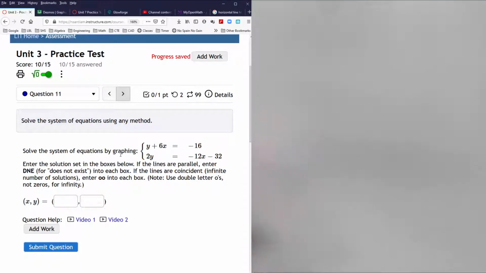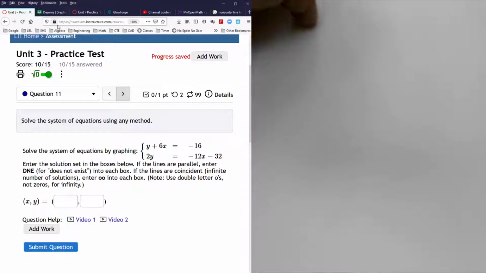So they ask you to solve this by graphing, but you also have an instruction up here to solve it using any method. So you can graph this if you wanted to, or you could go ahead and just solve it. So a couple ways of doing that. Let's actually do it by graphing, and let's just see how that works out.